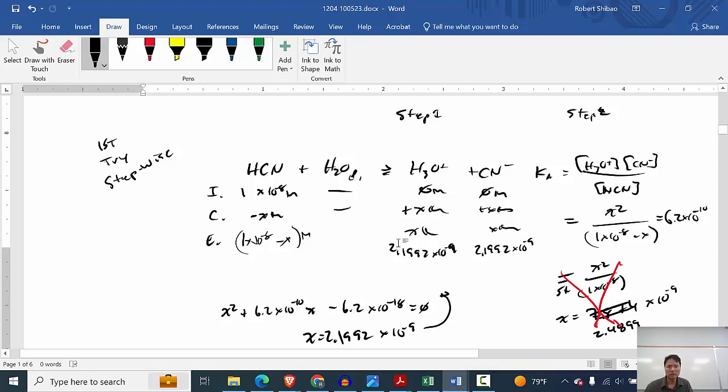And so I'm going to convert this to 10 to the negative 8. If I make this bigger, then I have to make this smaller. So this is going to be 1 times 10 to the negative 8 minus 0.21992 times 10 to the negative 8. And so this is going to give me 0.78 or something like that, times 10 to the negative 8 molar.